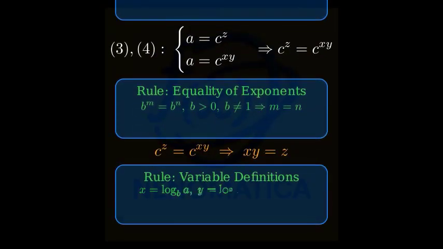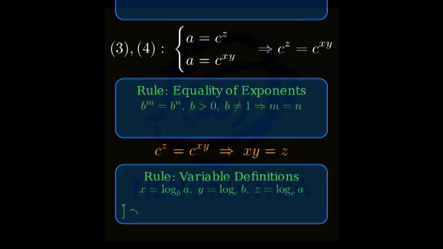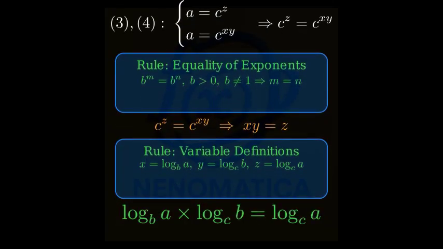x is log base b of a, y is log base c of b, and z is log base c of a. So the product log base b of a times log base c of b equals log base c of a. Two quick notes that follow directly from this result.